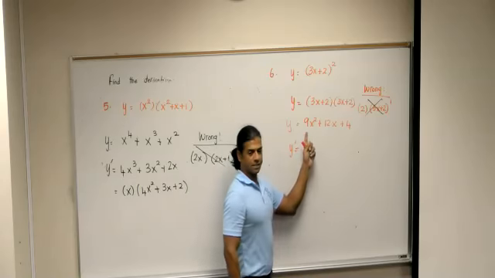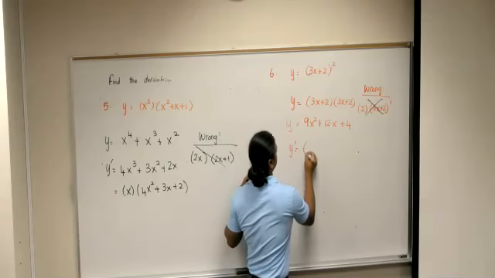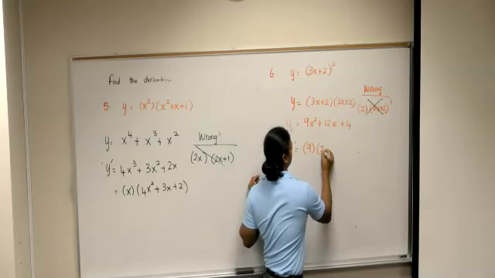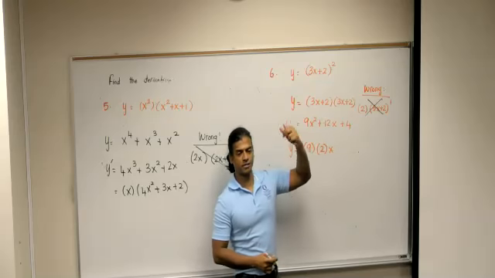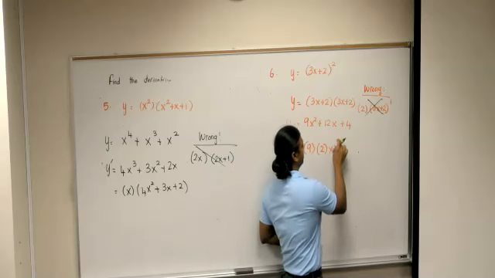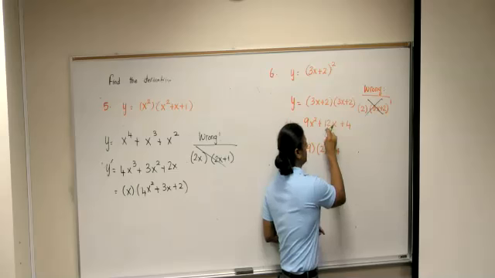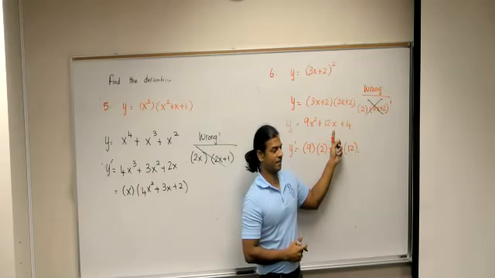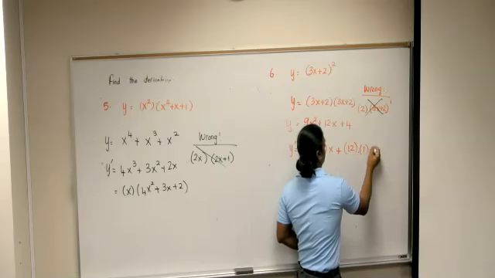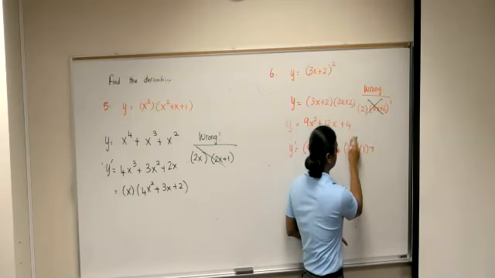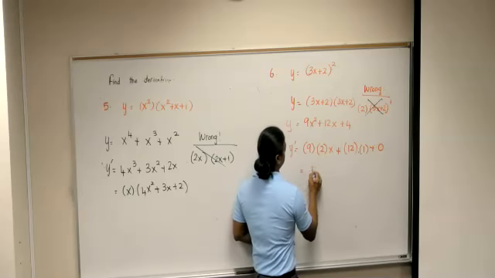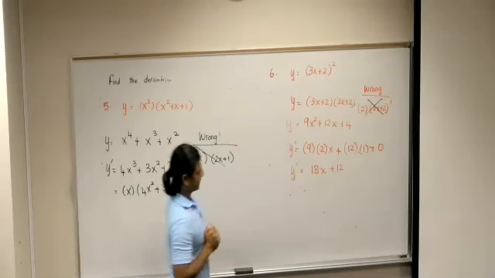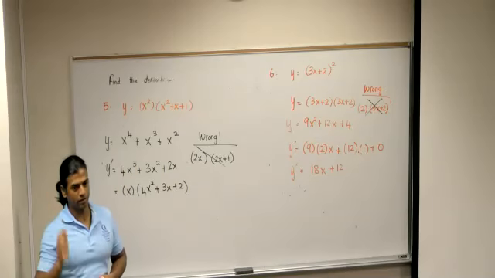The derivative does not affect the constant, so it remains as is. Move the 2 to the front. Reduce the power, 2 minus 1 is 1, x raised to 1, x. 12 remains as is. What is the derivative of x? 1. What is the derivative of 4? 0. So it is 18x plus 12.